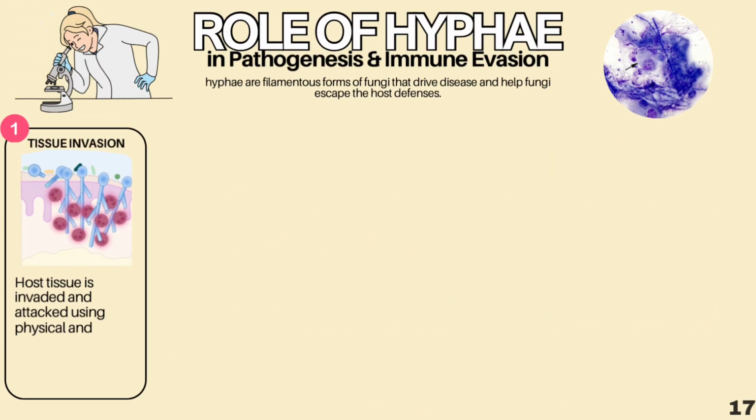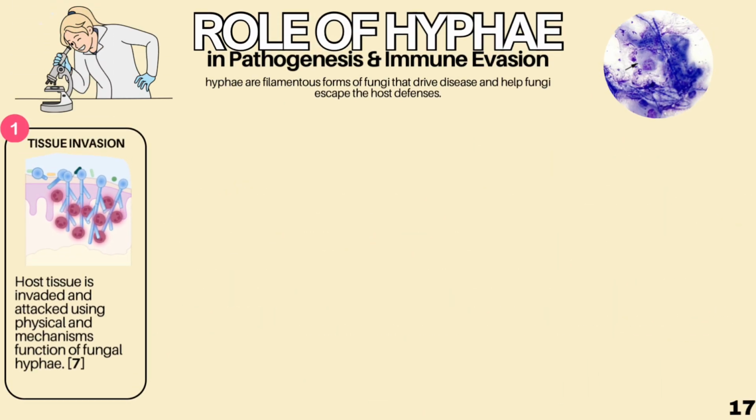I will explain the role of hyphae in pathogenesis and immune evasion. There are 5 main roles of hyphae. The first role is tissue invasion. After fungi enter the body, they grow into hyphae. So hyphae invade tissue in 2 ways. Firstly, by mechanical penetration.